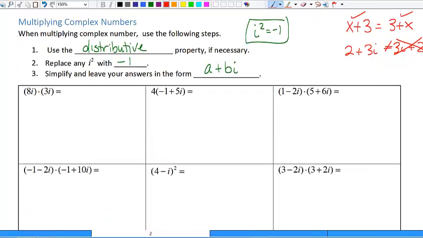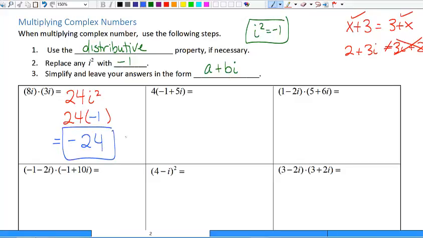So on the first problem, we have 8i times 3i. When I multiply those, I get 24i squared. In variables, if this was like x, I'd be done. But because it's not x, it's an i, step 2 says replace any i squareds with -1. So then I can do that one more step and it gets me -24. So the answer is just -24.